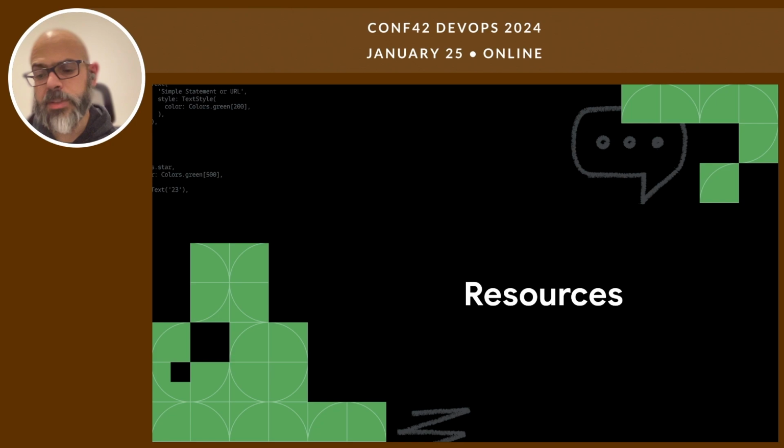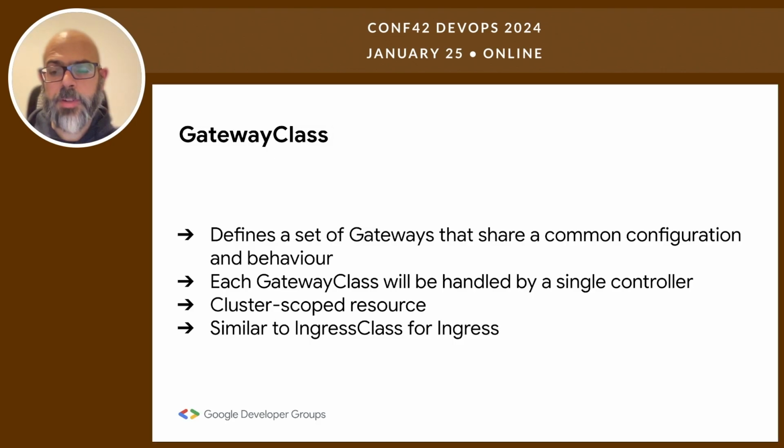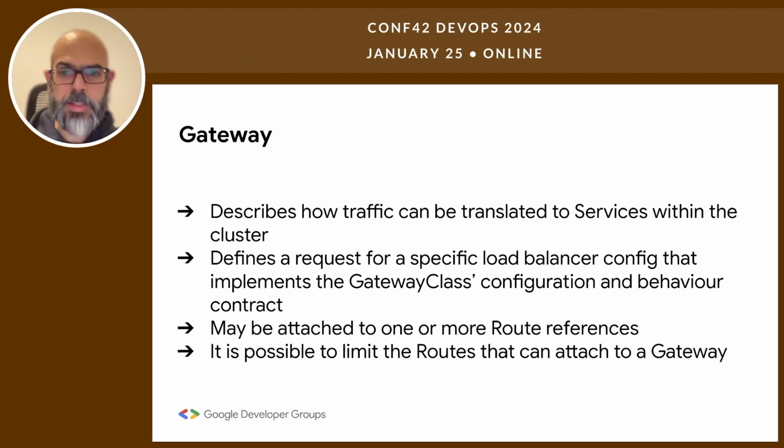Okay, let's get to the resources. The first resource of the Gateway API is a GatewayClass. It defines a set of gateways that share a common configuration and behavior. And each GatewayClass will be handled by a single controller. The GatewayClass is a resource that is cluster scoped and it is somehow similar to the IngressClass for Ingress. The second resource is the Gateway itself.